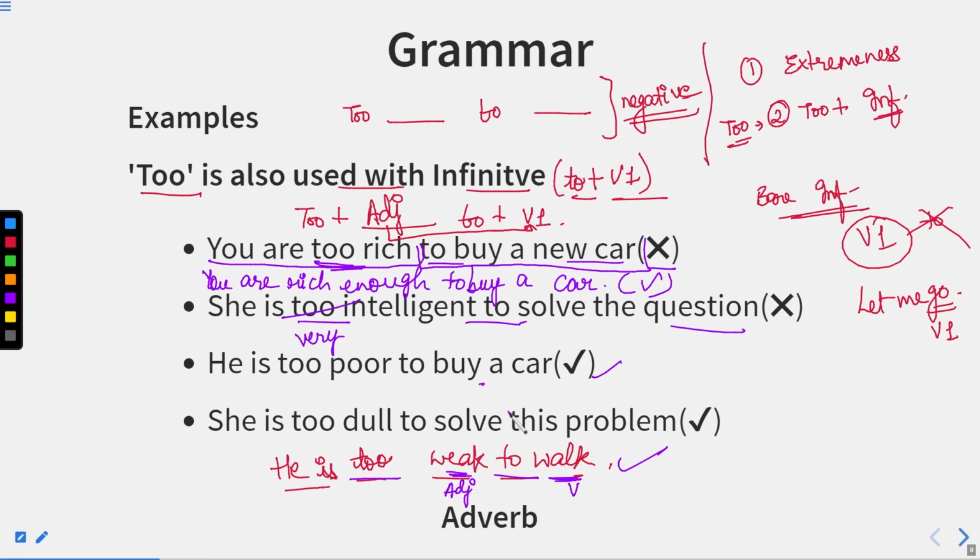She is too dull to solve this problem. Of course, this is correct, because she is too dull that she cannot solve this problem. She's so dull that she cannot solve the problem. Of course, just because she's too dull, she's extremely dull, she's not capable of solving that problem. That is why she's not able to solve that problem.